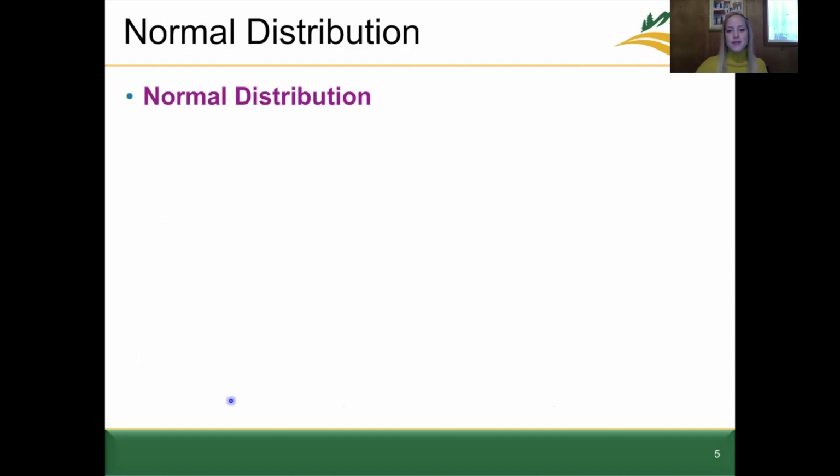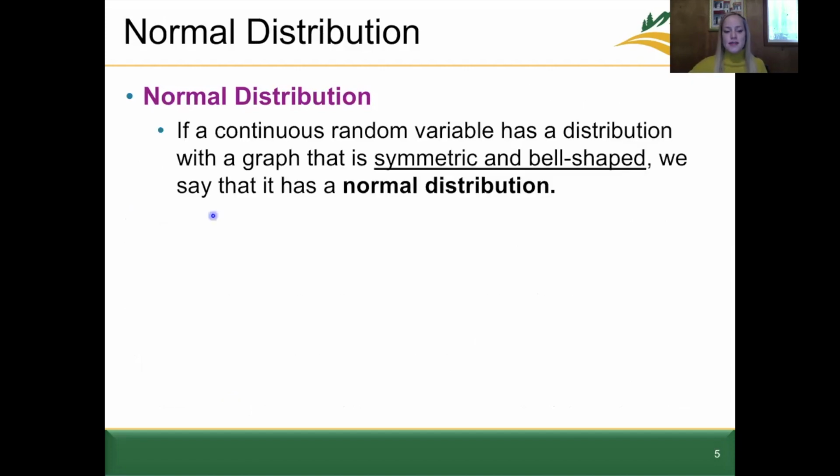Now to define a normal distribution. If a continuous random variable has a distribution with a graph that is symmetric and bell-shaped, we say that it has a normal distribution. A couple important details here. Our variable has to be continuous rather than discrete, and it has to be a random variable. Remember that for random variables, they have to be a single value for x, and they're determined by chance for each outcome of a procedure.